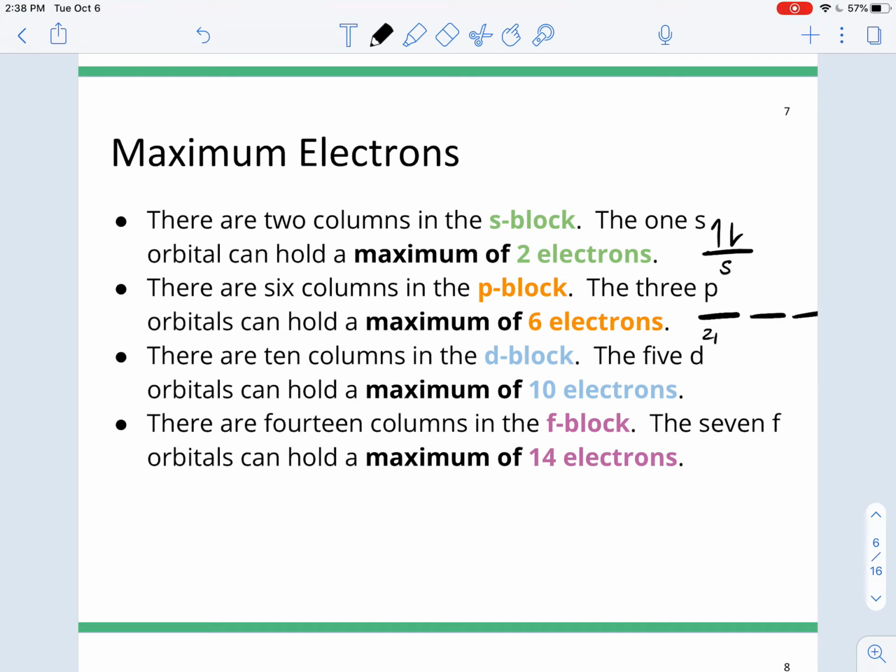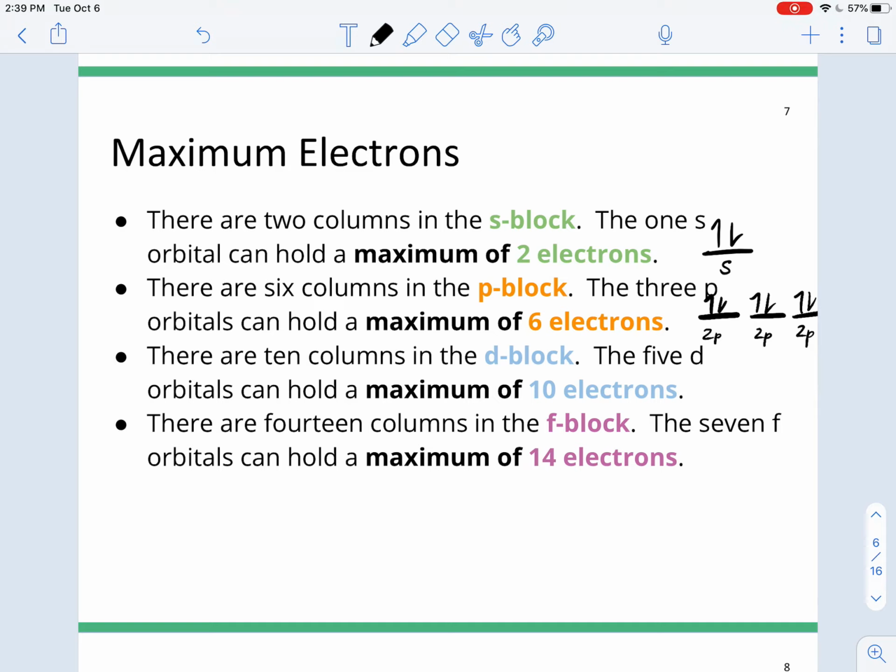So this could be like 2p, for example. Right, and 6 electrons, 1 in each orbital first. Remember, electrons don't want to have anything to do with each other. They're going to occupy separate orbitals. And then once they run out of room, they're like, okay, well, I guess I'll have to pair up, but in the opposite direction. They spin in the opposite direction. So we have 6 electrons. The same is true for the D block.